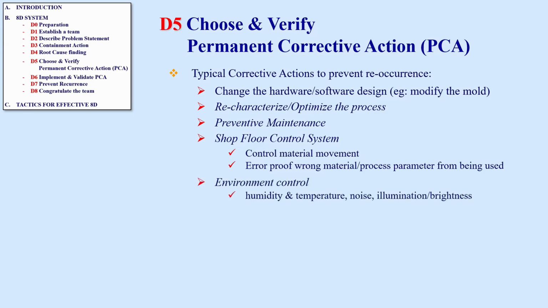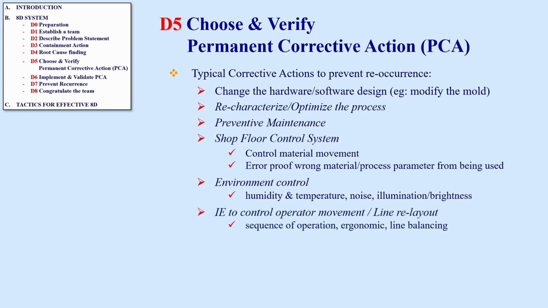Enhancing environment control, which covers humidity, temperature, noise, illumination, or brightness. Another example of corrective action is through industrial engineering approach. That is, to control operator movement, or even re-lay out the line. The areas to be considered include sequence of operation, ergonomics, and line balancing.